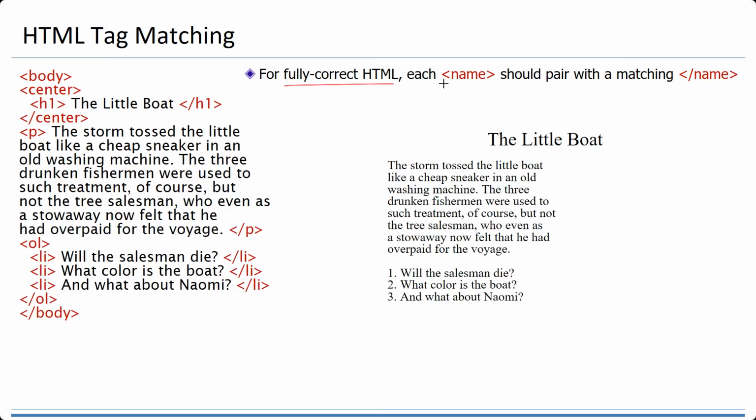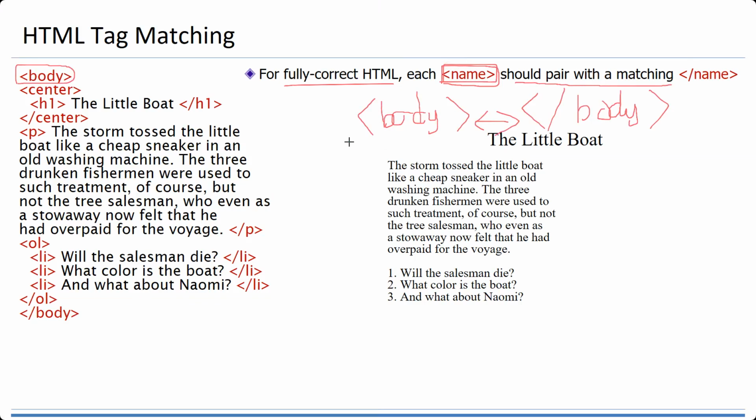So this tag matching means I have the tag with the triangle bracket. In HTML, we have this triangle bracket, for example, body. This tag body should pair with a matching triangle bracket plus slash body. So it should be paired because this is the starting tag and this is the ending tag. In HTML, you should have the starting tag and you should have the ending tag.